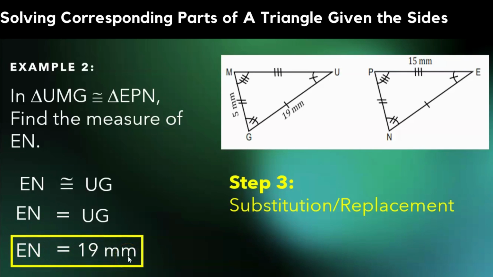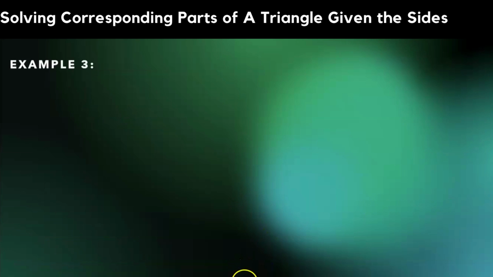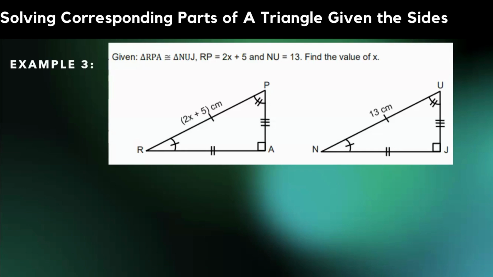Or by inspection, since ang EN ay equal kay UG, it means kung ano ang measure ni UG, measure din yun ni EN. So, we can say EN is equal to 19 mm. Okay, let's have example number 3.